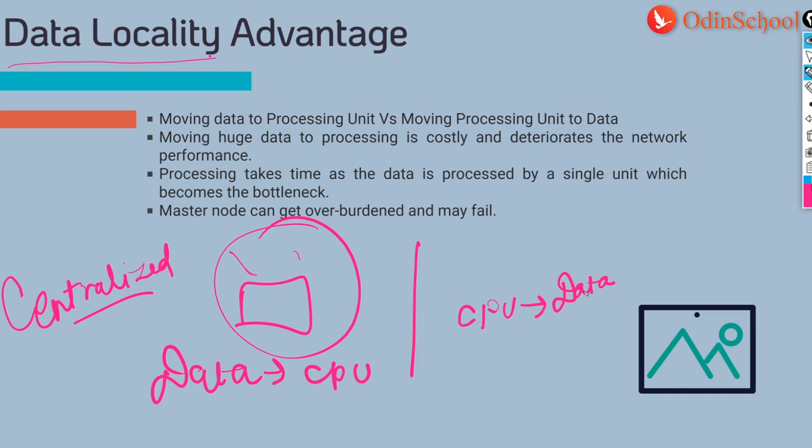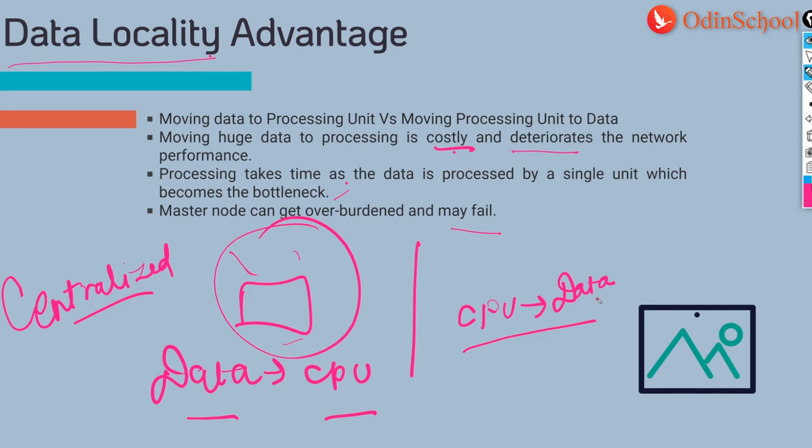Moving this huge data to the CPU, because the data is growing, this humongous amount of data, if you are copying it to the CPU, then definitely it is a very costly operation. Cost wise also that is not good. Also the network traffic would be there, right? So network performance will also deteriorate. Then processing will take time, because the data is processed by a single CPU or single unit, and that becomes the bottleneck. So the master node would be overburdened and it may fail.